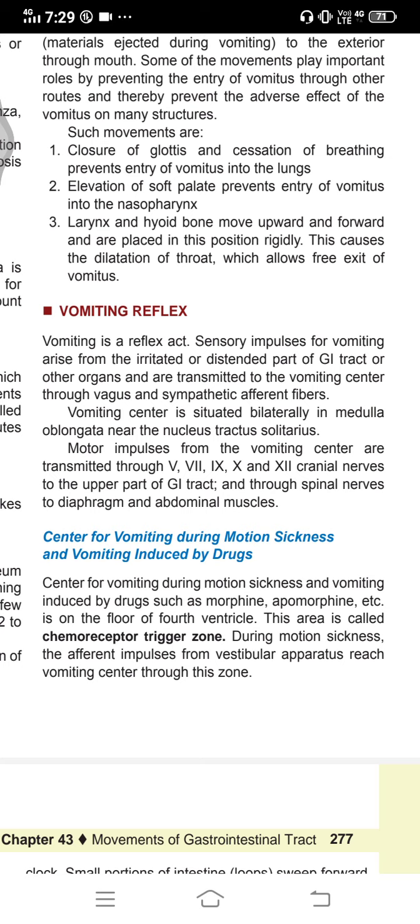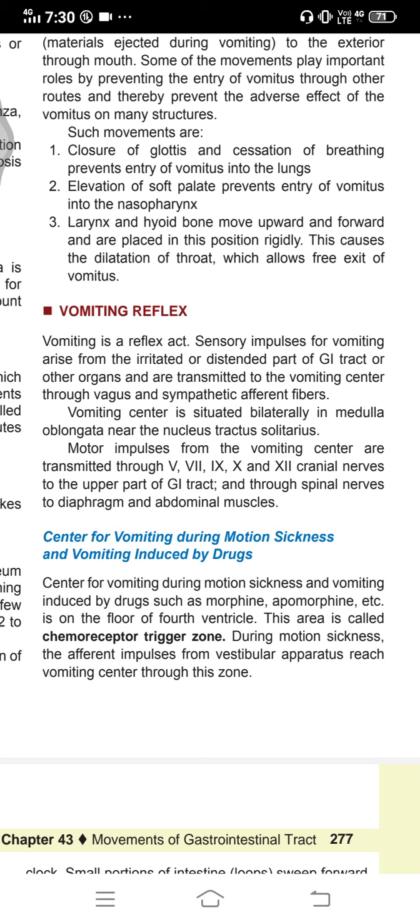Where is the vomit center? That is in the medulla oblongata. The impulses travel through vagus and sympathetic afferent fibers, and the vomiting center is situated bilaterally in the medulla oblongata near the nucleus tractus solitarius. Motor impulses from the vomit center are transmitted through 5, 7, 9, 10 and 12 cranial nerves to the upper part of the GI tract and through spinal nerves to the diaphragm and abdominal muscles.